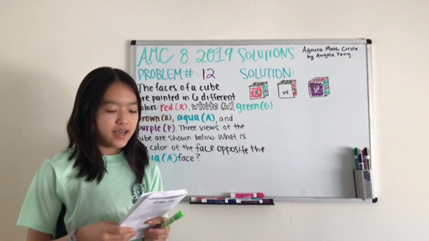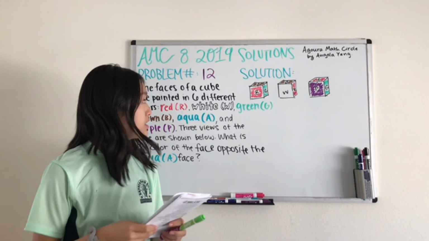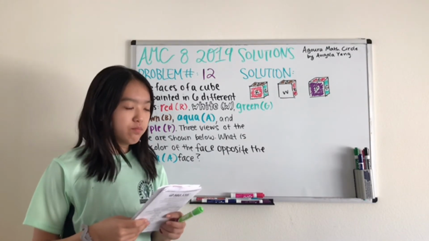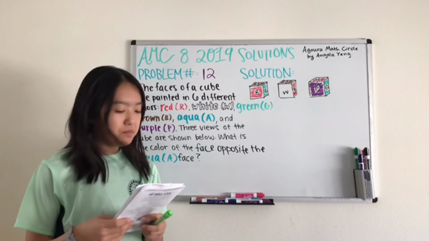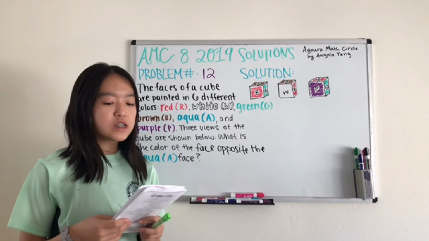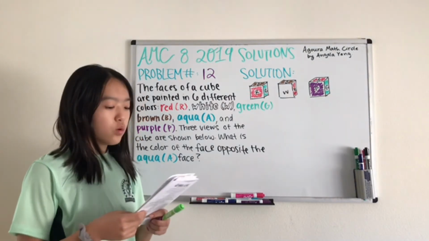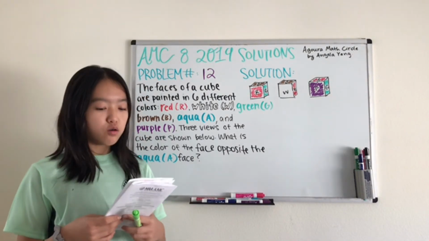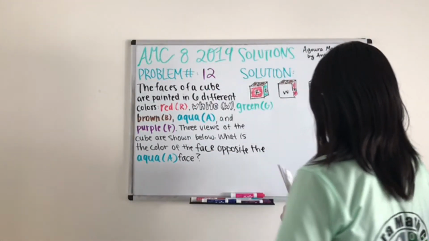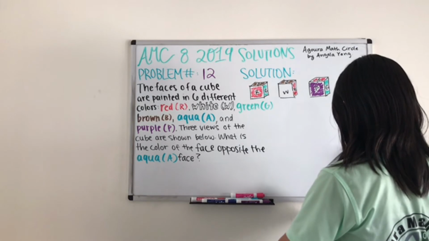Problem number 12 states, the faces of a cube are painted in 6 different colors: red, R, white, W, green, G, brown, B, aqua, A, and purple, P. 3 views of the cube are shown below. What is the color of the face opposite the aqua face? So with these types of problems, it's more about drawing conclusions based on the information that they give to you.